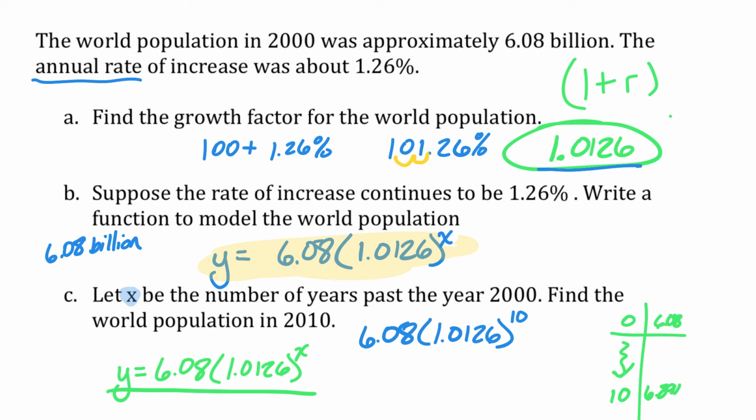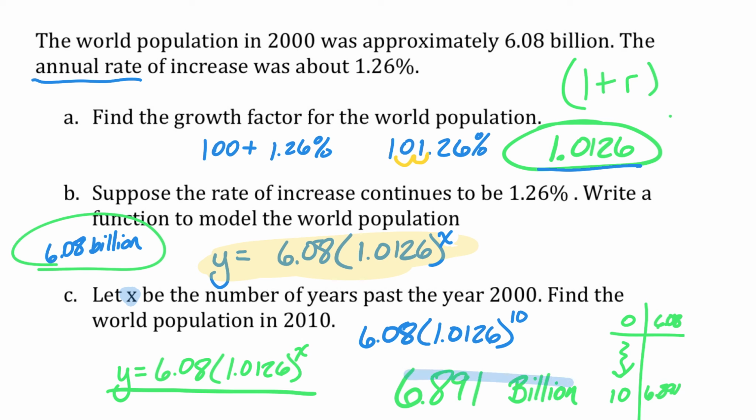So what we've learned is that in the year 2010, based on this data, obviously that's 12 years ago, we should have had 6.891, and then we look back and read billion people on the earth. So that's how we use our exponential function, and this one was a growth. We're going to take a look at a decay as well.